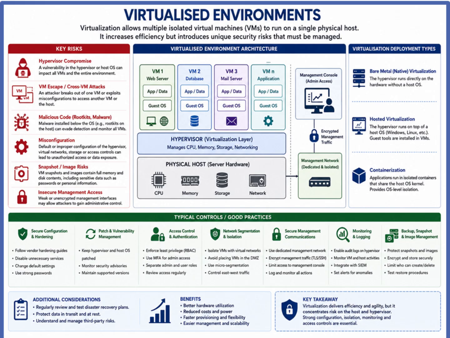To reduce these risks, organizations must implement strong security controls and good practices. This includes secure configuration and hardening of hypervisors and hosts, regular patching and vulnerability management, strong authentication and role-based access controls, and network segmentation between virtual machines. Administrative traffic should use dedicated and encrypted management networks.